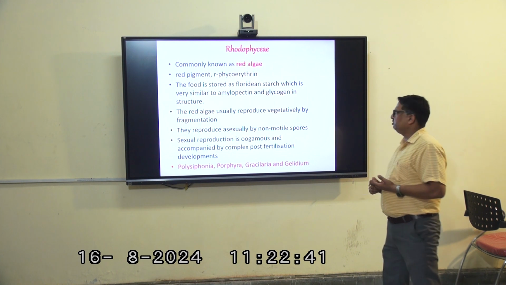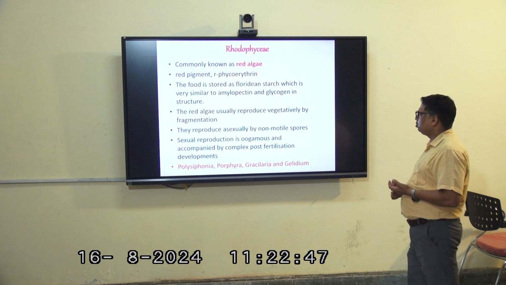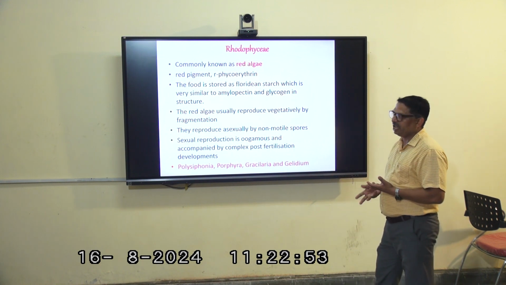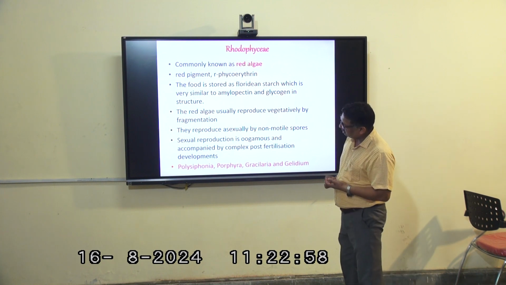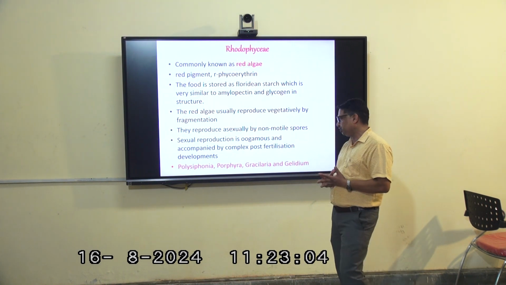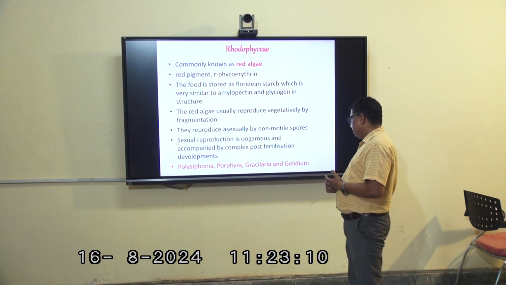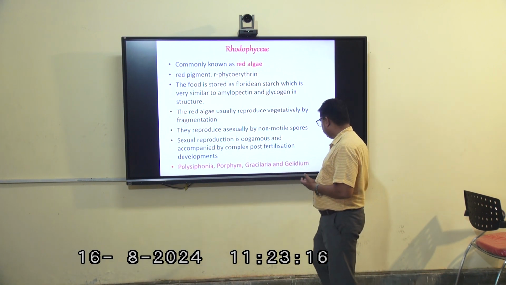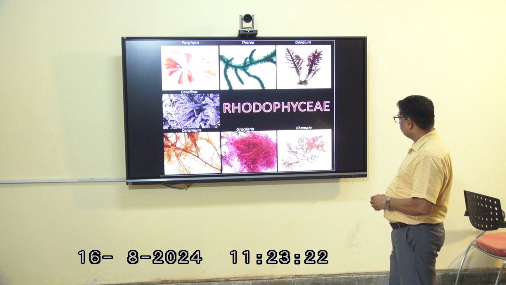This is the main difference from the other classes. They have floridean starch, which is very similar to amylopectin and glycogen in structure. The red algae usually reproduce vegetatively by fragmentation. They reproduce asexually by non-motile spores, and sexual reproduction is oogamous and accompanied by complex post-fertilization development. Polysiphonia, Porphyra, Gracilaria and Gelidium are instances of different forms. Gracilaria and Gelidium are the ones from which agar-agar is extracted. These are comparative examples of different forms of biodiversity.